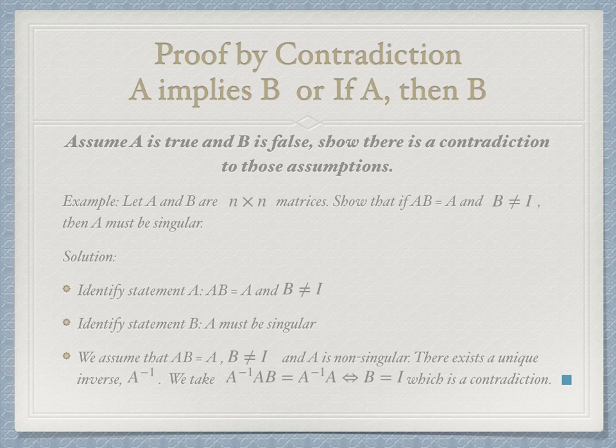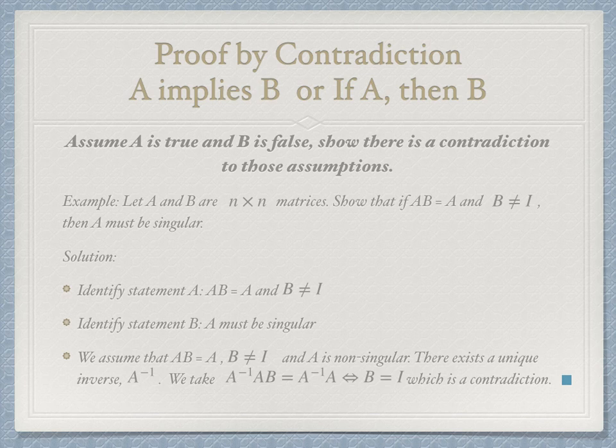Proof by contradiction. Again, if you want to show A implies B, or if A is true, then B is also true, and you want to use the technique of proof by contradiction, you want to assume that A is true and B is false. Then you're going to show that there is a contradiction to those assumptions. Again, you want to assume A is true and B is false, and try to find a contradiction to those assumptions. Well, let's look at an example.